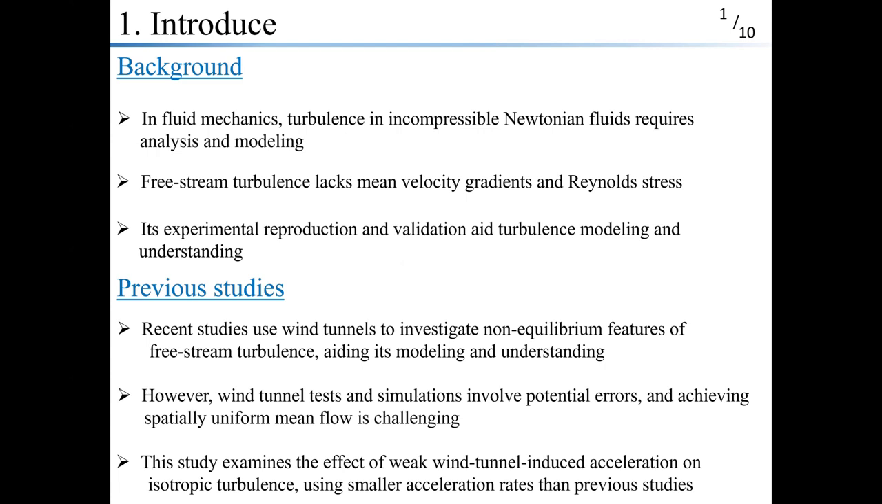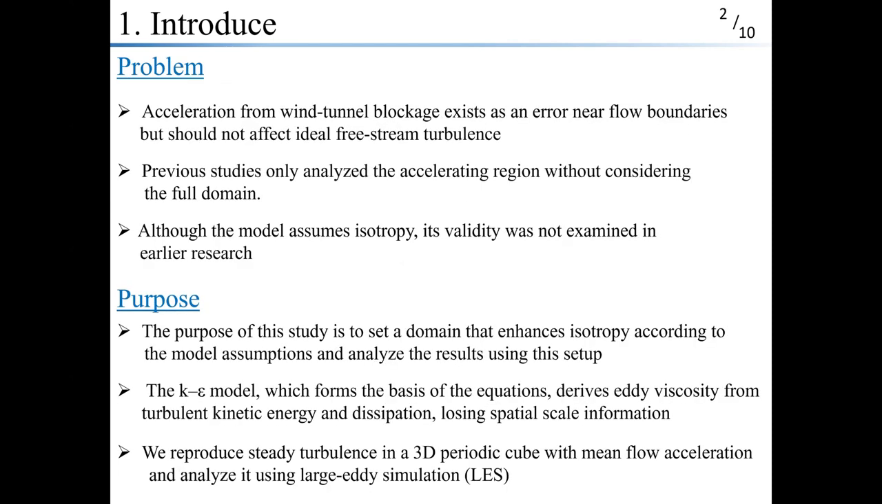Today's study focused on how weak blockage influence nearly isotropic turbulence using smaller acceleration levels than previous experience to better simulate ideal free stream conditions. Wind tunnel blockage cause flow acceleration near boundaries, which ideally should not affect the core free stream turbulence. However, to confirm this, quantitative verification is needed.